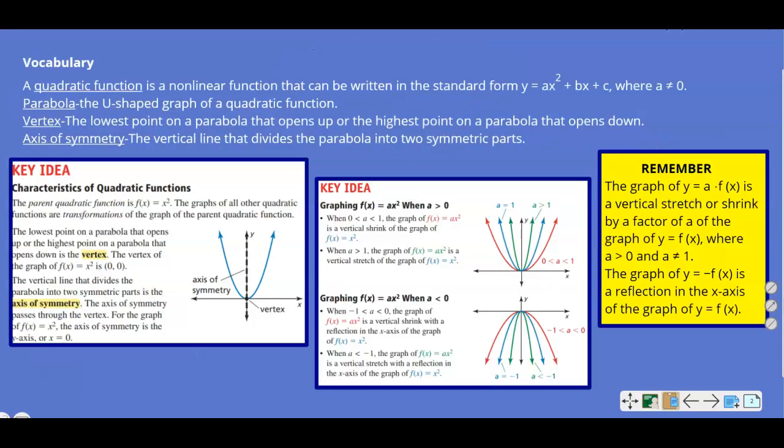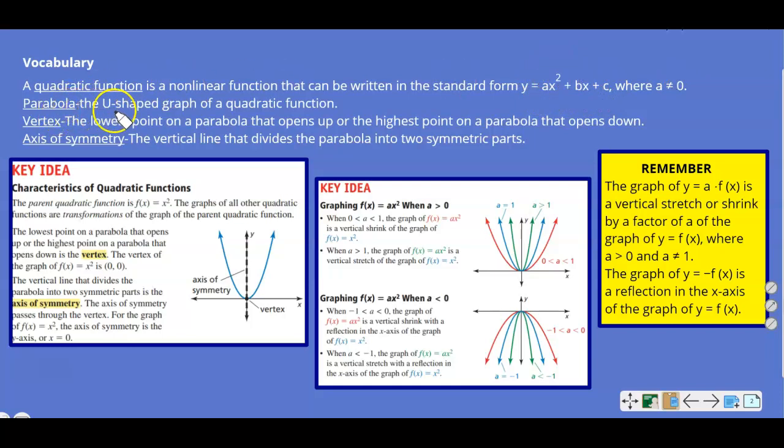All right, here are some vocabulary terms that you need to know. Make sure these are in your notes. A quadratic function is a nonlinear function that can be written in standard form, y equals ax squared plus bx plus c, where a is not 0. That means it has to have the x squared to be quadratic.